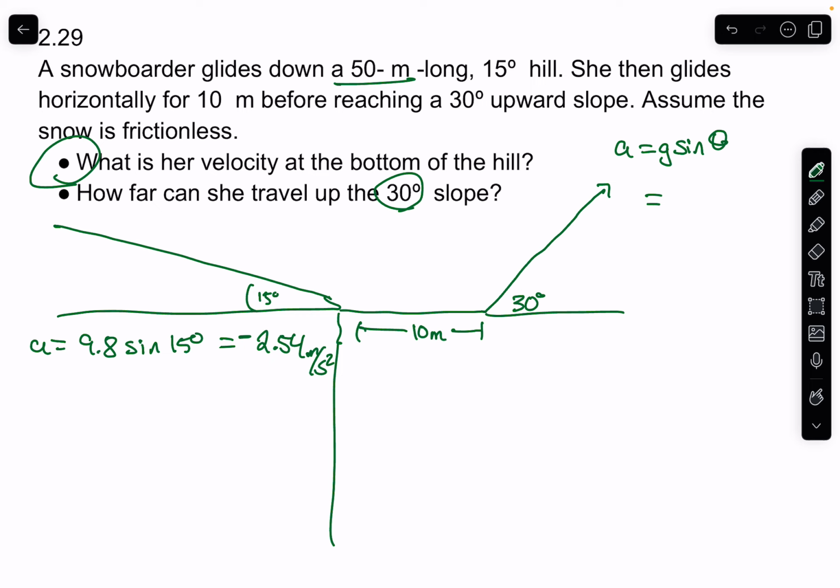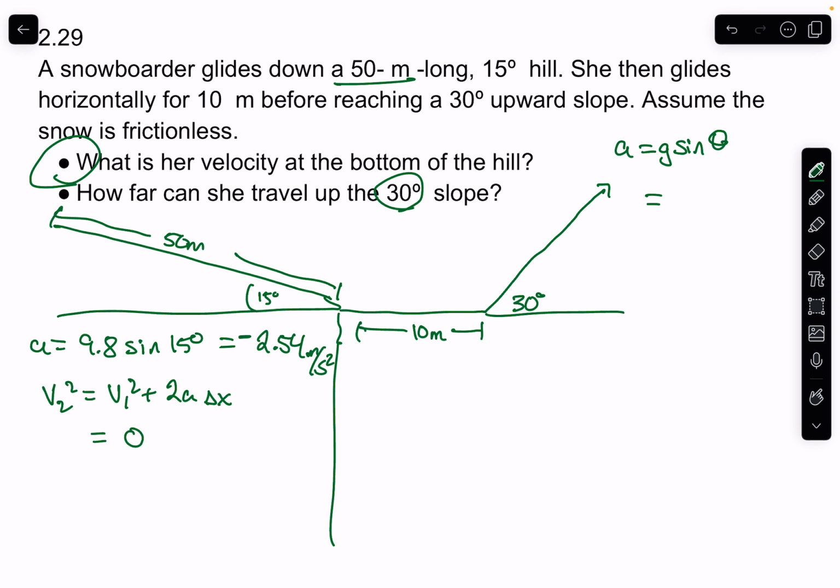So v2 squared is v1 squared plus 2a delta x. Now, we knew this, by the way, was 50 meters long. That's also what we knew. So I can solve for v2 because v1, the snowboarder glides down. She glides, so she, boom, does this.